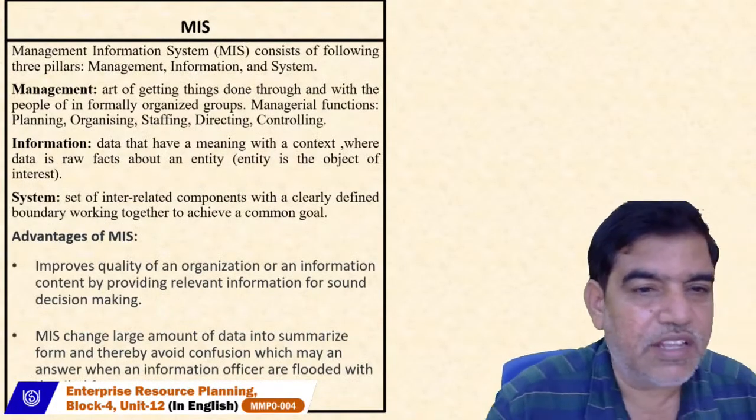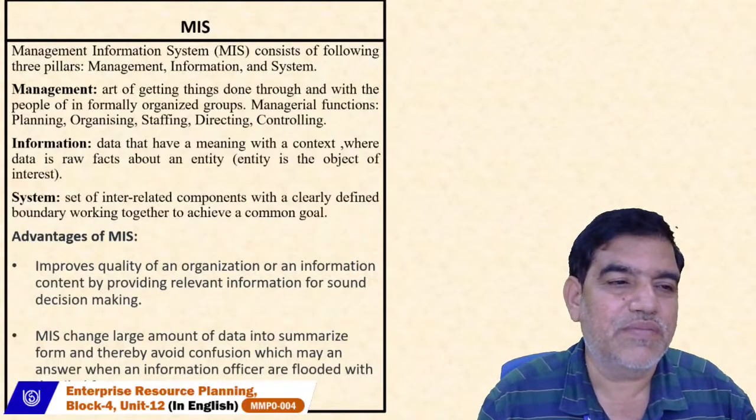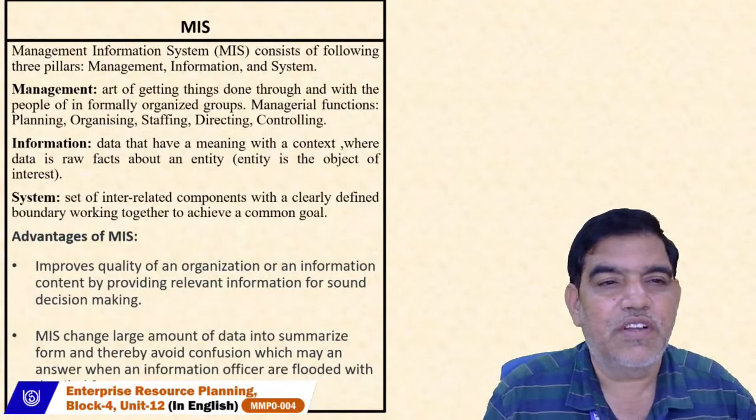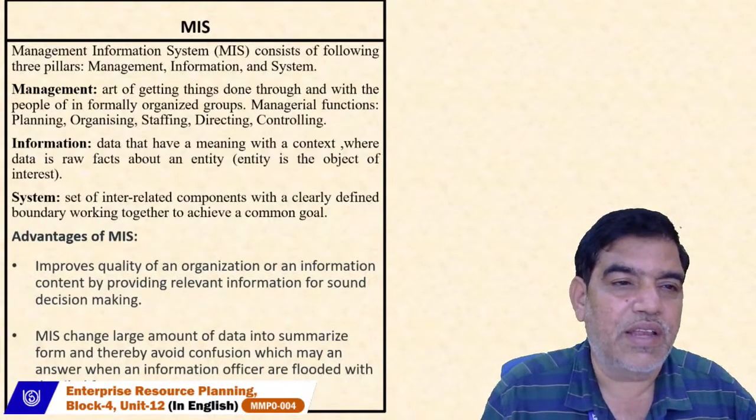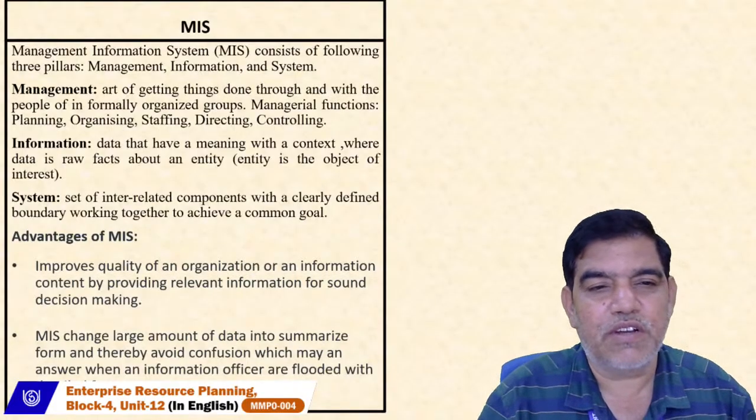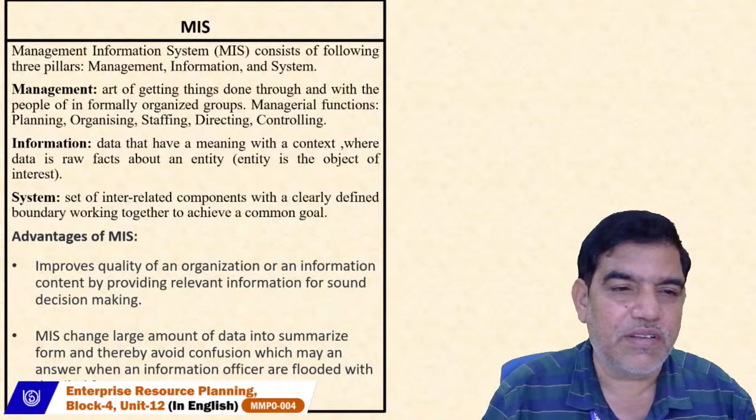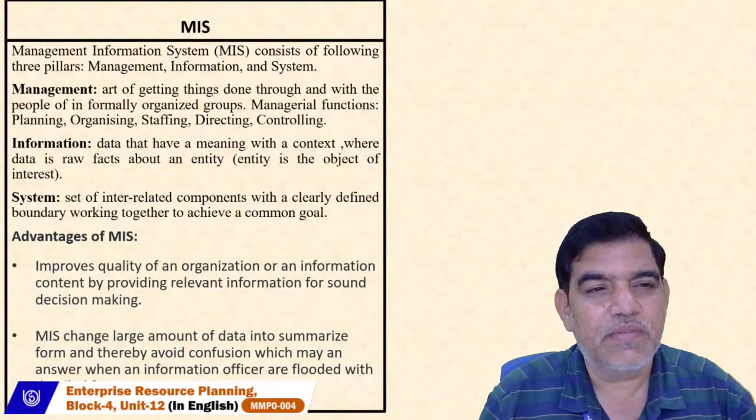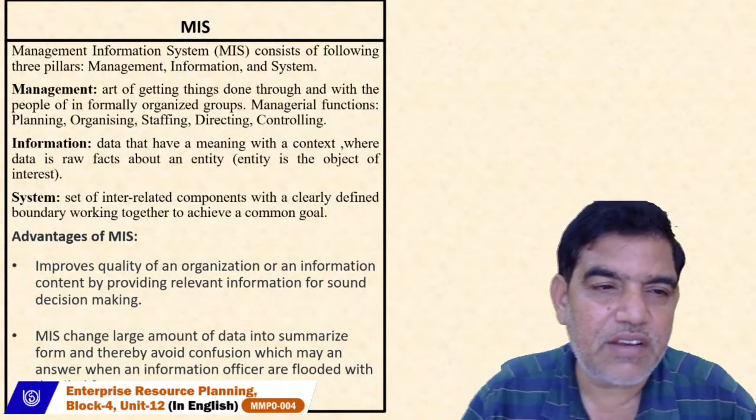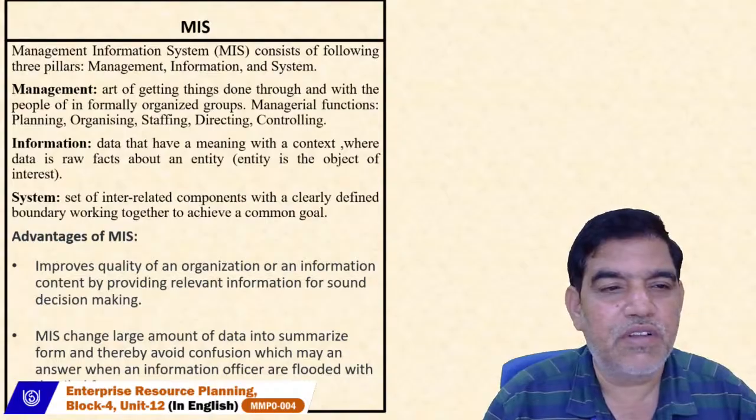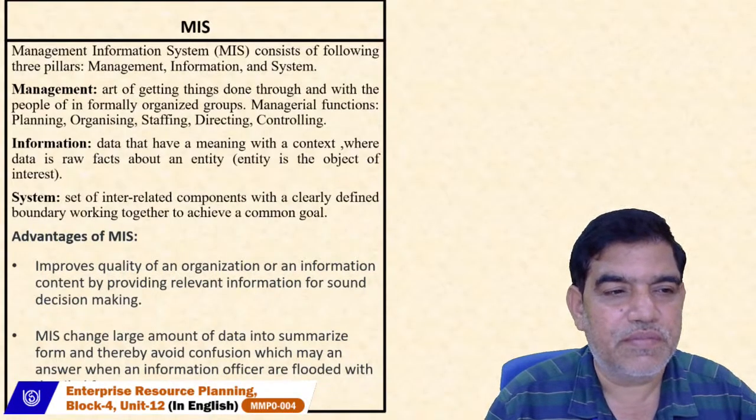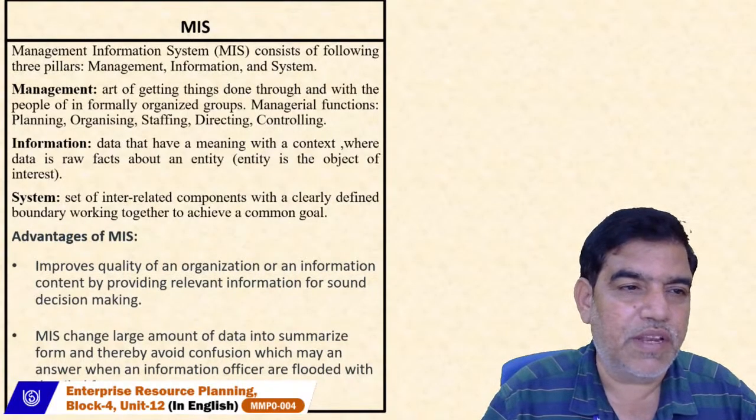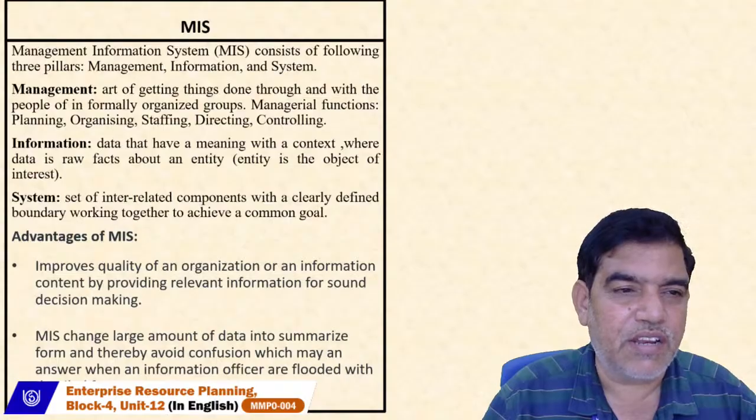Then MIS. As you know, MIS is the combination of management, I for information, S for system. So it is a complete software now. MIS plays an important role in business organizations for smooth operation, planning and controlling. So the first concept is management. It is an act of gathering information through staffing, and the major functions of management are planning, organizing, staffing, directing, and controlling.